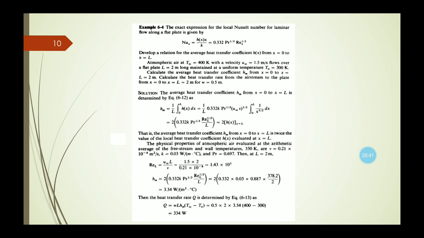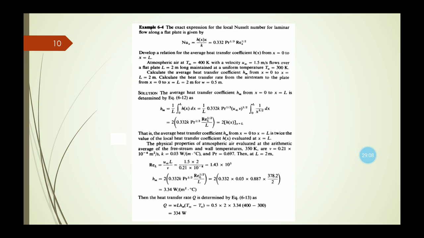Now the value of u is actually given here, that is 1.5. Then the length of this flat plate is given as 2 meter. And the value of nu, that is the kinematic viscosity, is given as 0.21 × 10^-4 meters square per second. Now if we put all these values in the formula of the Reynolds number, then we are getting the Reynolds number value as 1.43 × 10^5.